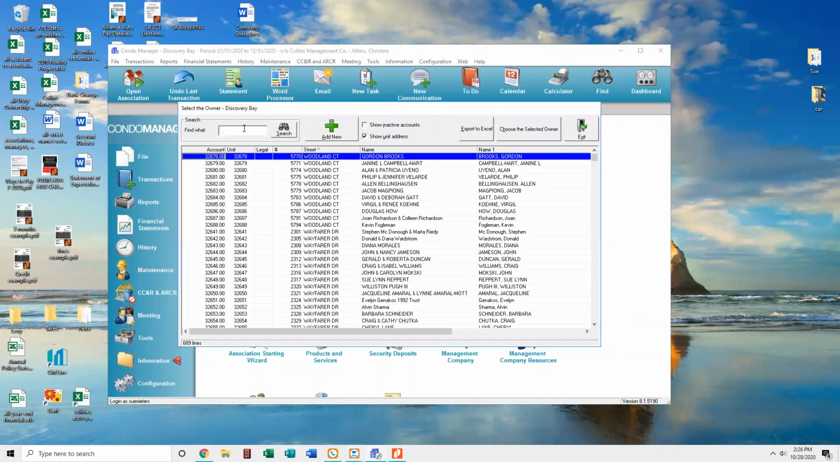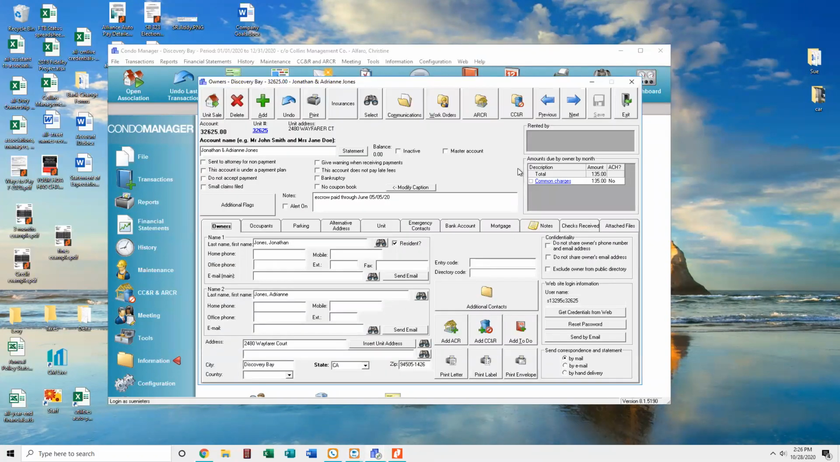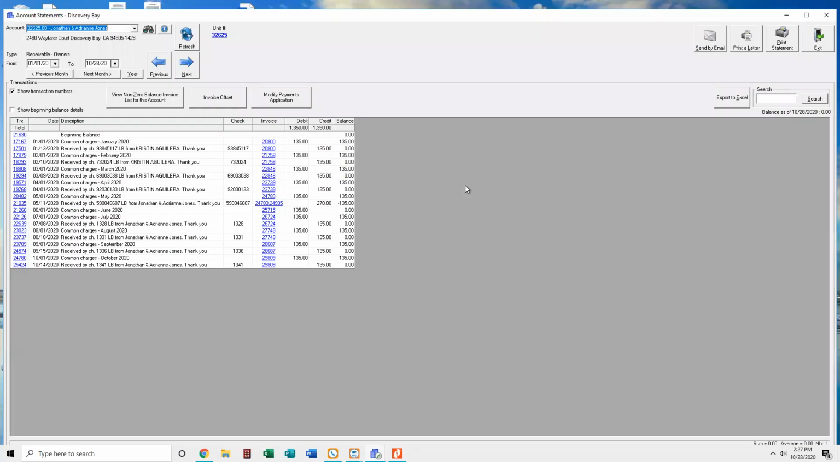If you know the owner's account number, you can just pop it in the search box, or if you know their last name, so let's say Jones. We found a Mr. Jones, and you double click that ribbon right there, and that brings you to the owner's landing page. Once you're on the owner's landing page, you're going to see this little box right here that says statement. Double click, or just click that, you don't have to double click it, and then you'll be able to see their account.